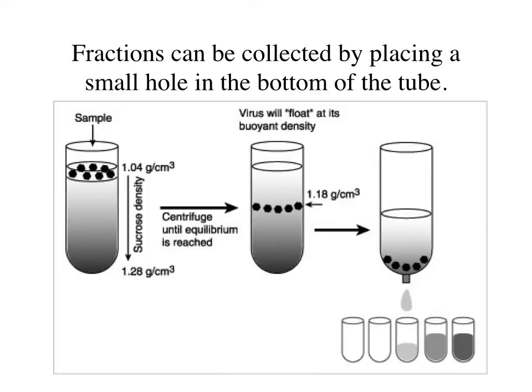And then you can retrieve the fractions simply by putting a small hole in the bottom of the tube. So you go through the collection of all these fractions, and then you can do various kinds of tests to see where the particle that you're looking for has been retrieved.